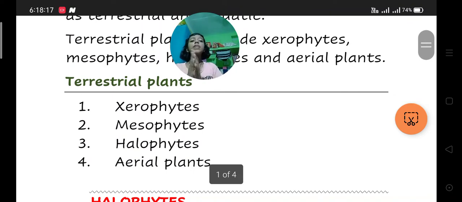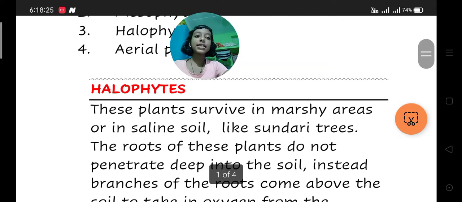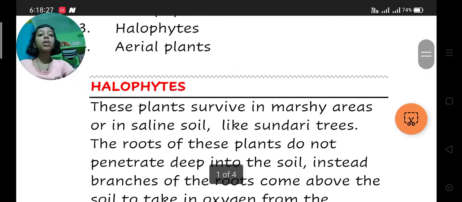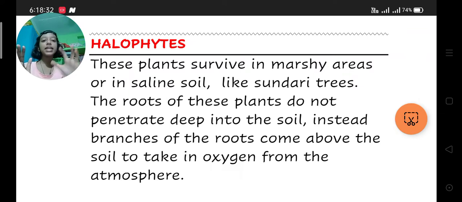Now we have completed xerophytes and mesophytes. Today we will learn halophytes and aerial plants. Let's start. So what are halophytes? These plants survive in marshy areas or in saline soil like Sundari trees. Let's take the example of Sundari trees that grow in marshy area.